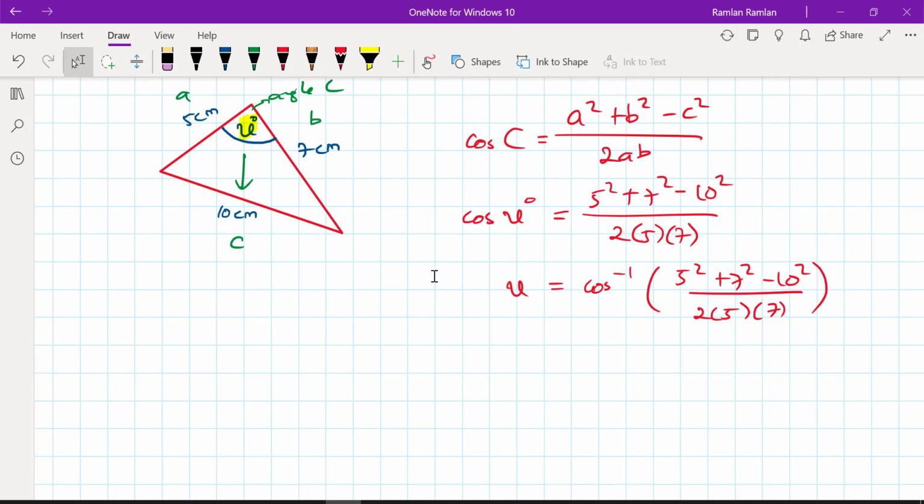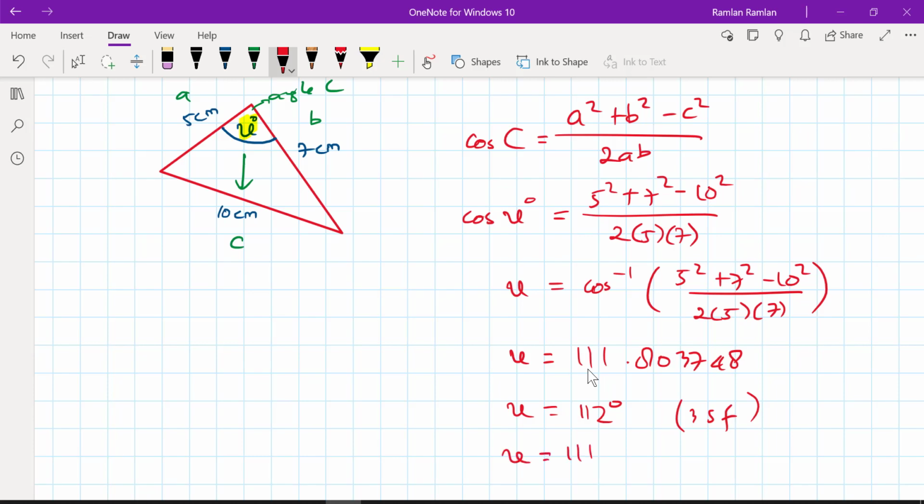Again, you don't need to calculate this manually, just use a calculator. If you use a calculator, you get 111.803748. With 3 significant figures, that'll be 112 degrees. If you are using 1 decimal place, that'll be 111.8 degrees. Okay, that's it.